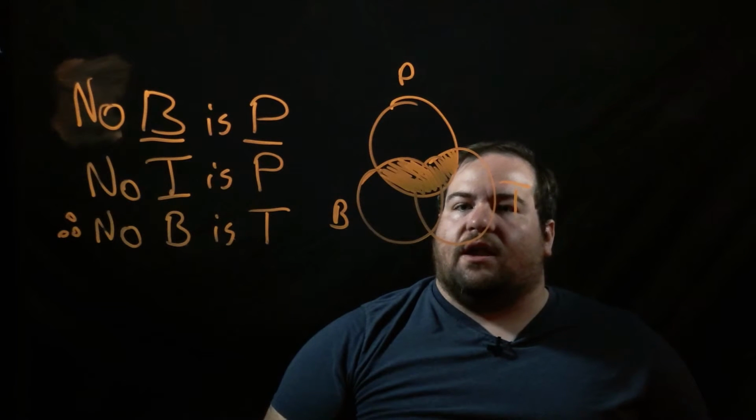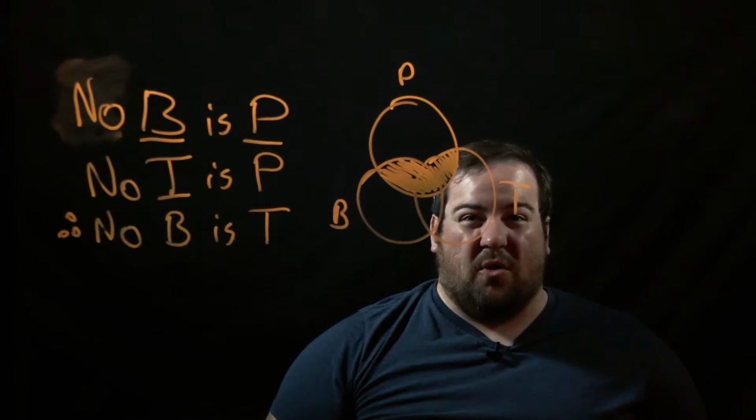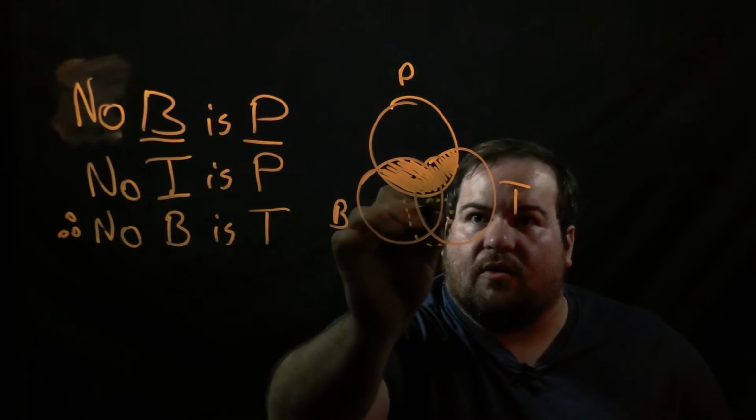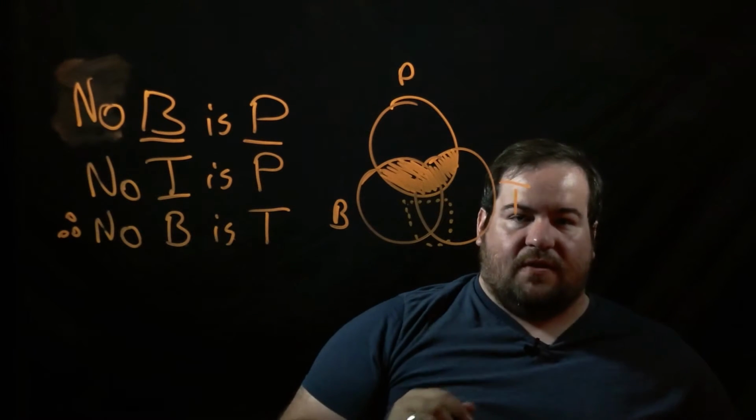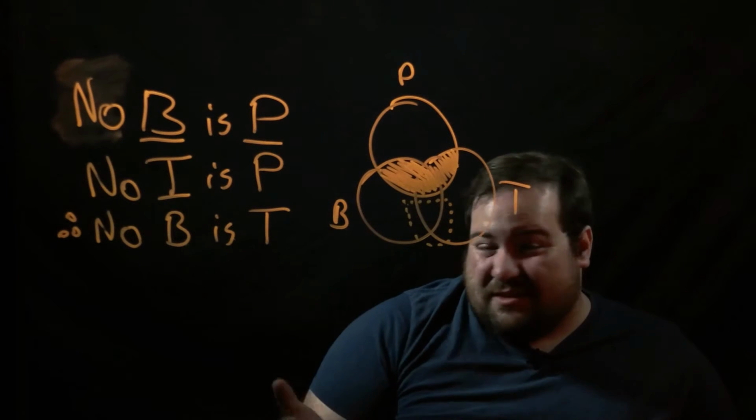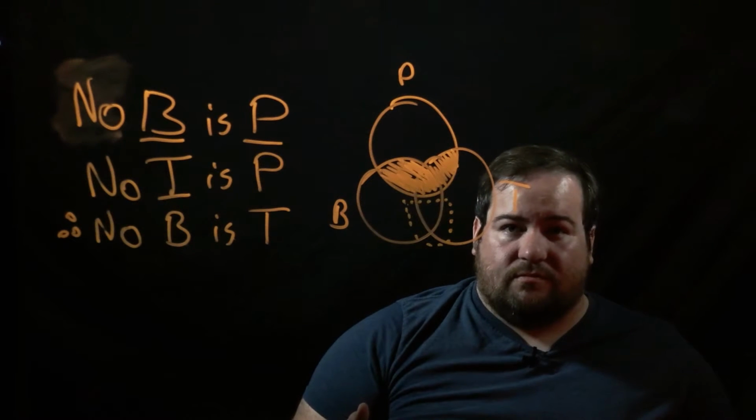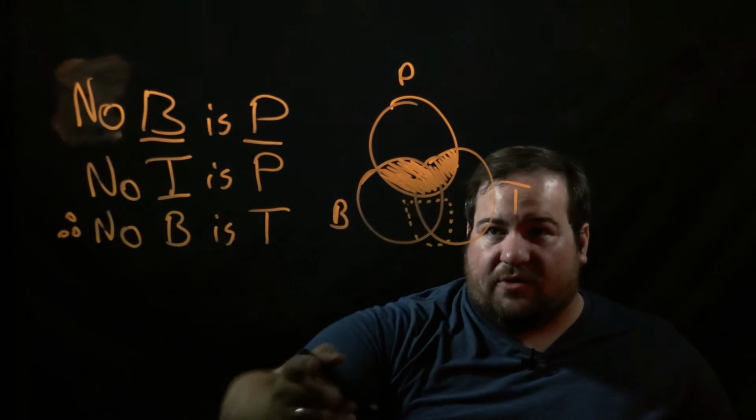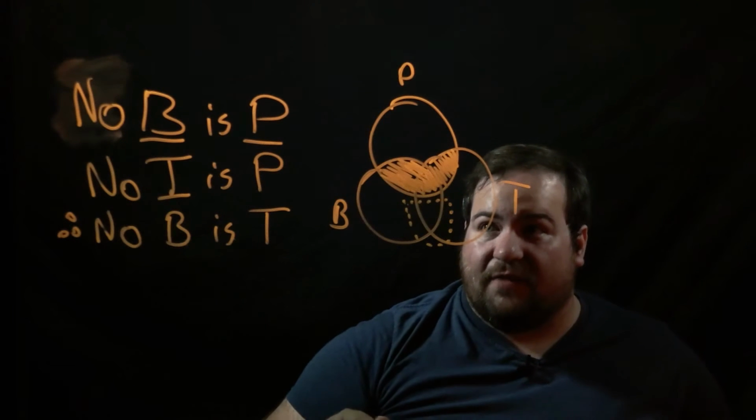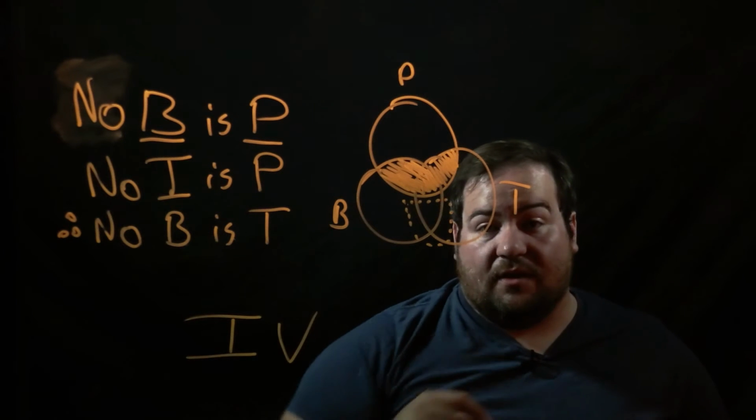And can I conclude then that no burrito is a taco? No, I can't conclude that because of this area right here. That area right there, in fact, would make me conclude that at least some burritos are tacos, which, you know, isn't true. But it also shows that this conclusion does not necessarily follow from these two premises. In other words, it's invalid.